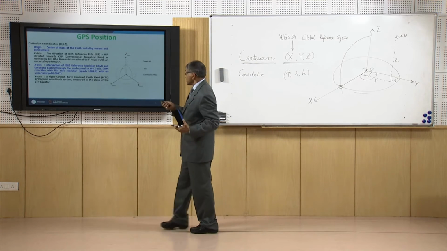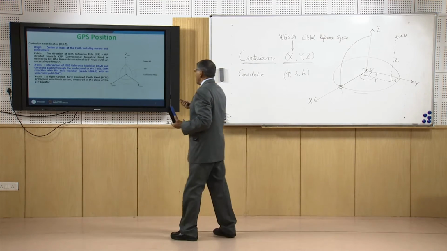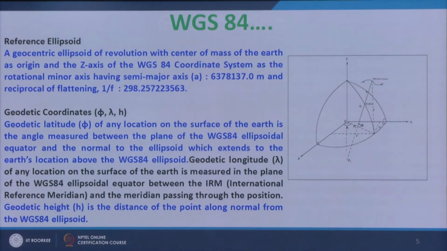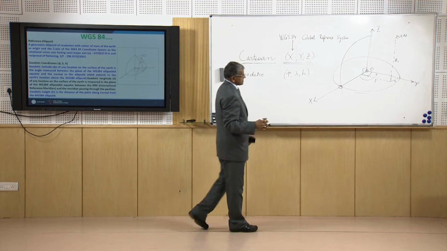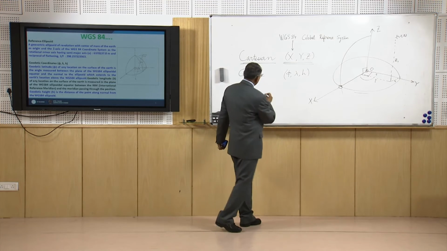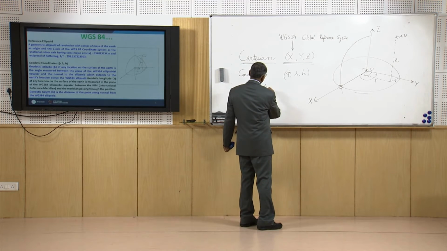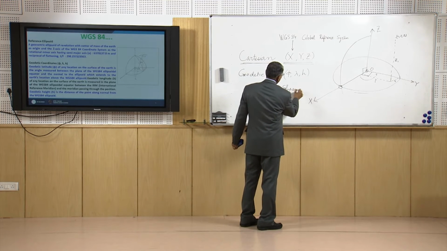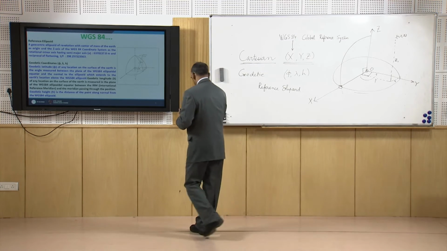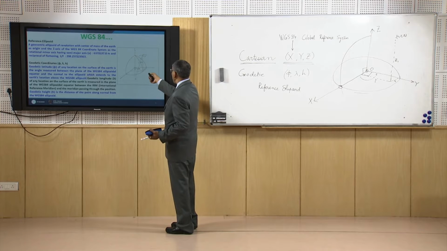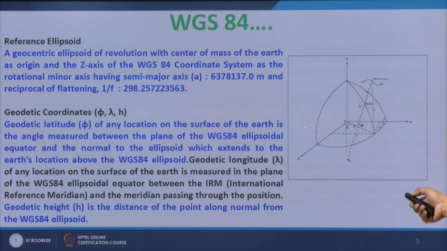Another system in which the GPS position we get is the geodetic coordinate. For that, first we have to define a reference surface which is called the reference ellipsoid. In this figure you can see this is the reference ellipsoid, because it is a sectional view, so it looks like this.